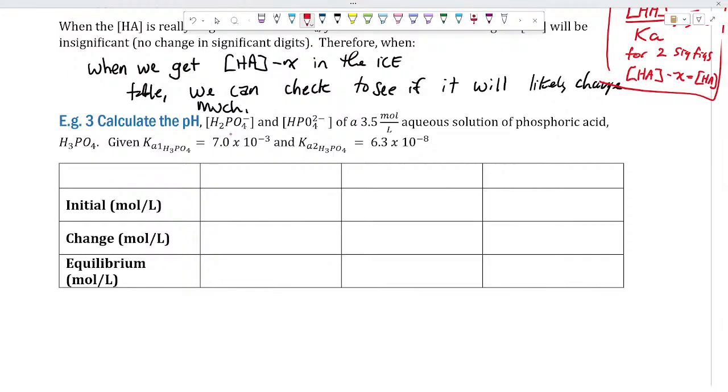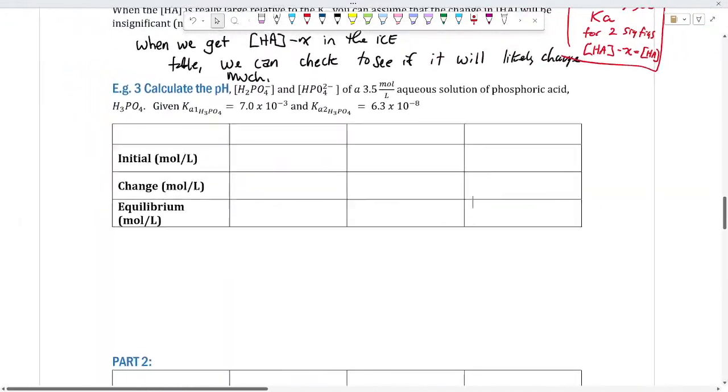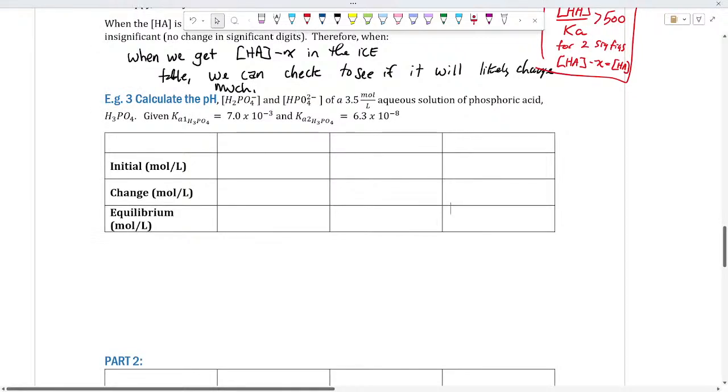We have H3PO4, H2PO4 minus and HPO4 2 minus. Calculate the pH, the concentration of H2PO4 minus, and the concentration of HPO4 2 minus of a 3.5 mole per liter aqueous solution of phosphoric acid. Okay, this question's a beast. All right, this question's an absolute beast. Ready?